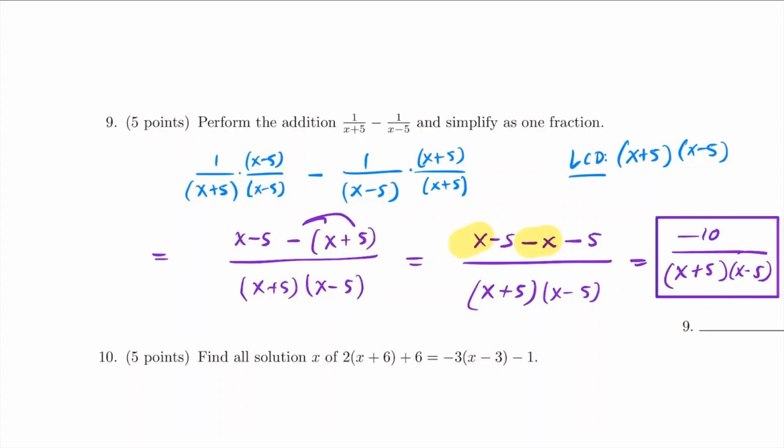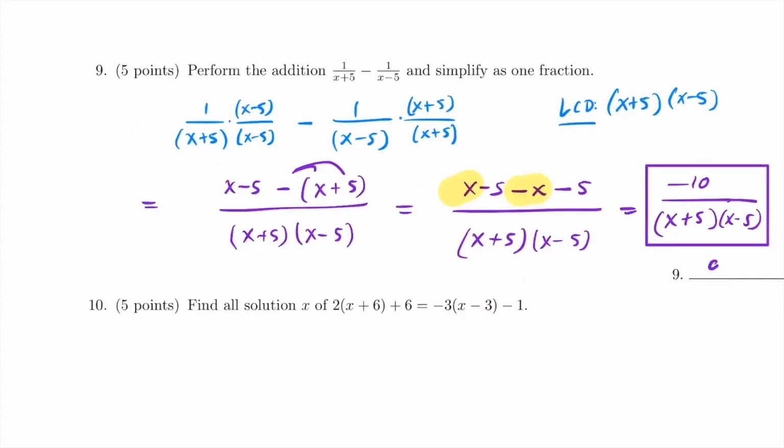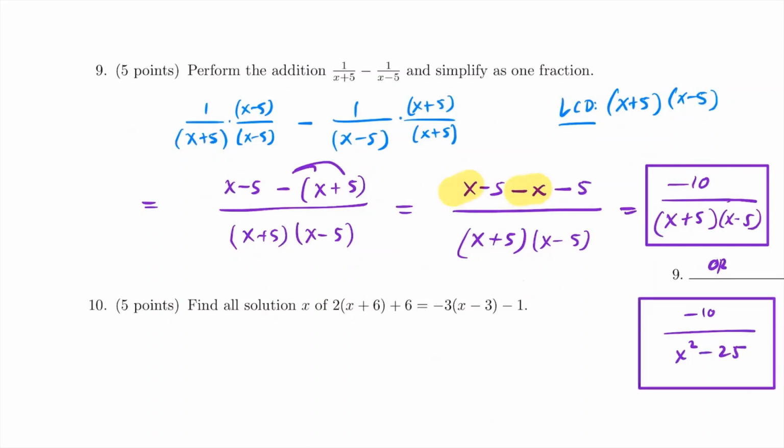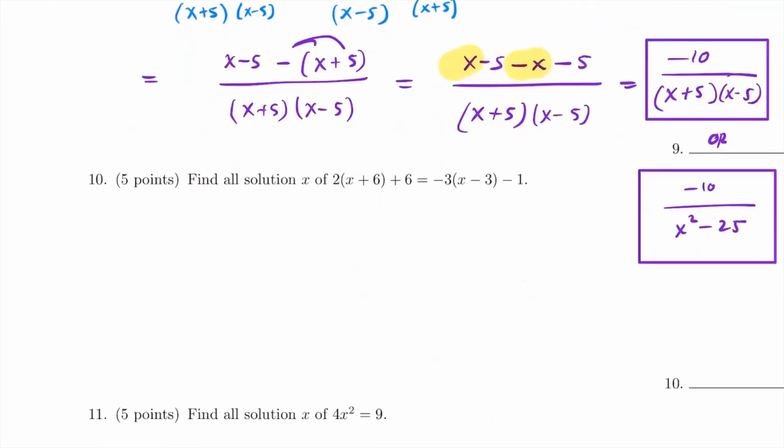Another way to write the answer would be to distribute the denominator. So you can also say this is negative 10 over x squared minus 25. Any of these answers are acceptable. All right, now let's take a look at number 10.